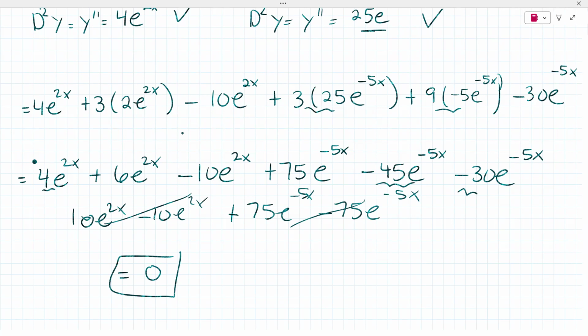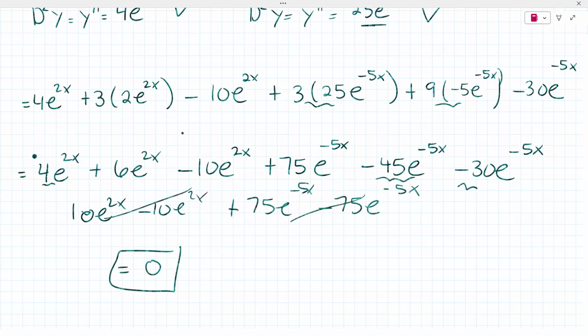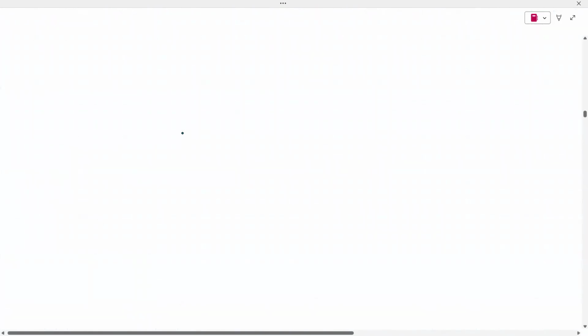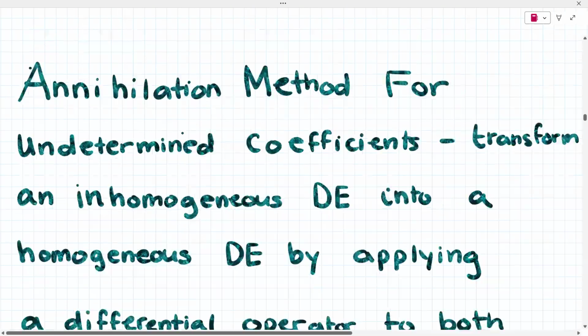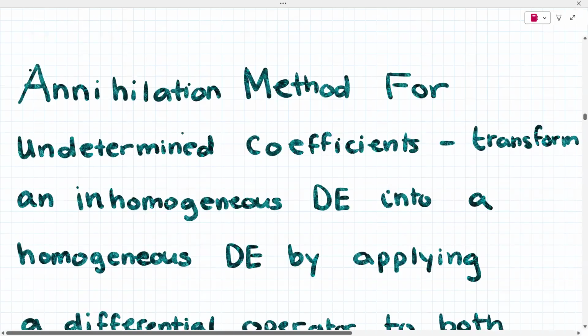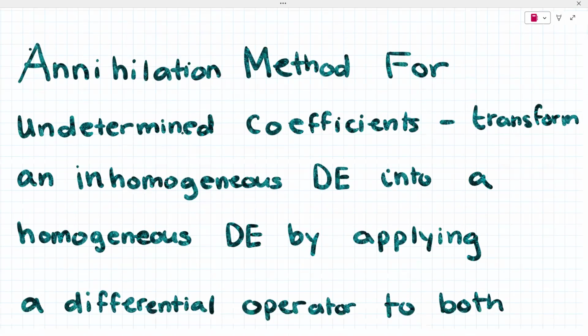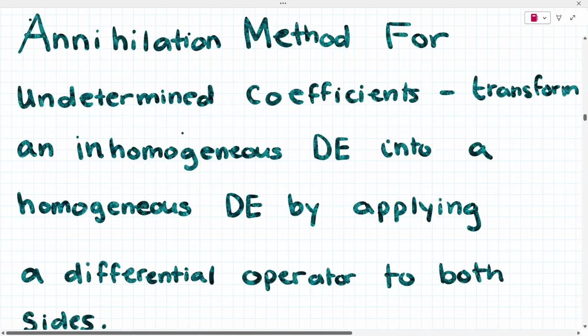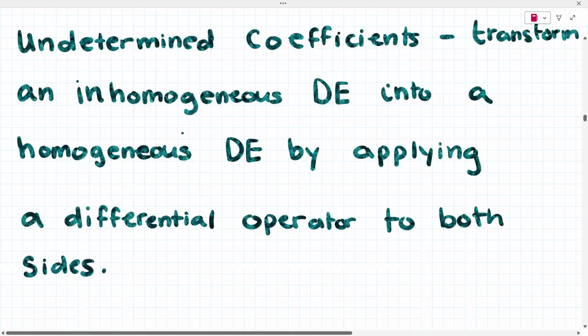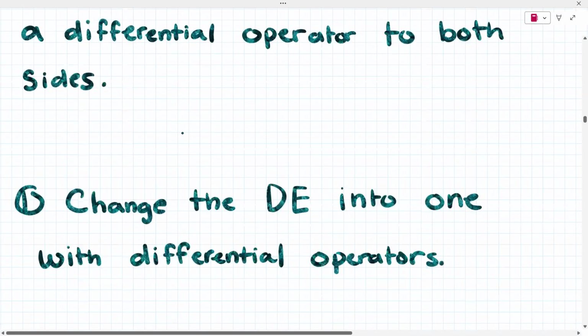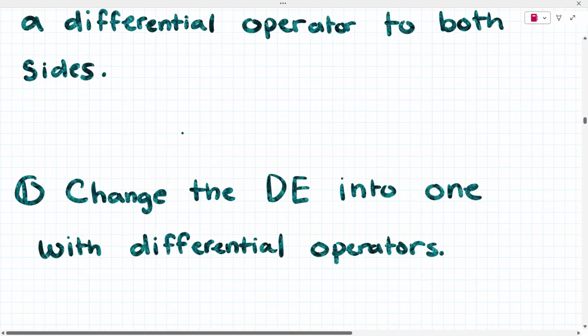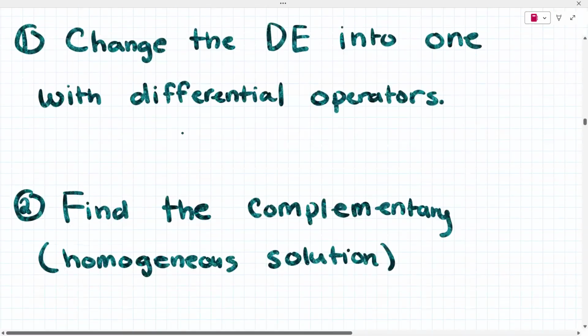Okay, so let's talk about the annihilation method for undetermined coefficients. The annihilation method transforms an inhomogeneous differential equation into a homogeneous differential equation by applying a differential operator to both sides. Some of the steps include: Step 1, change the differential equation into one with differential operators. Step 2, find the complementary homogeneous solution.